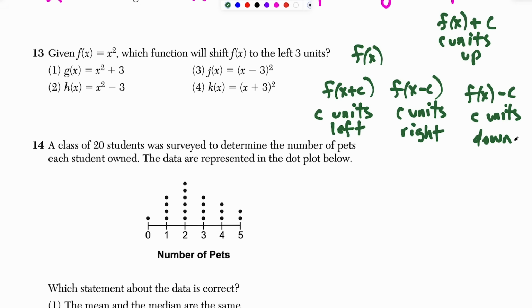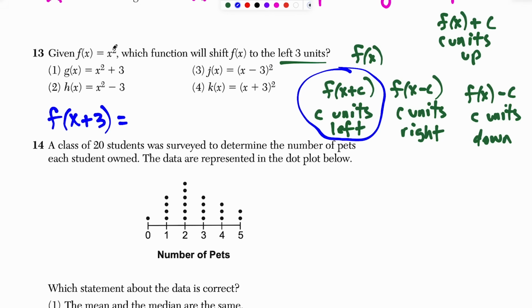If you just know these rules, you could go through something like this and say, okay, left 3 units would tell me to look at this one over here. If I want to go left 3 units, that would be f of x plus 3. I would replace the x with x plus 3 and get x plus 3 in parentheses squared. And then I can name this function anything else, so let's say k of x equals x plus 3 squared. And I just know this is going to be choice 4.